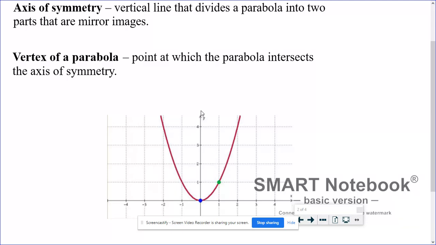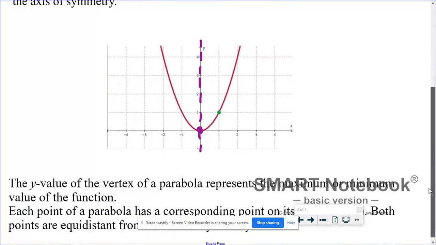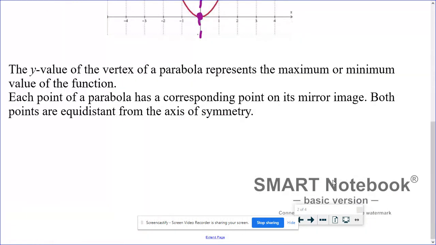So the axis of symmetry for this would be a vertical line that would cut that in half. The vertex of a parabola is a point at which a parabola intersects the axis of symmetry. So in this case, it is this point here that I'm highlighting. The y value of the vertex of a parabola represents the maximum or minimum value of the function. We'll get into that later in the chapter, but essentially anytime you're given a word problem that's talking about finding the maximum or minimum of something, you're going to find the vertex, specifically the y-coordinate of that vertex.